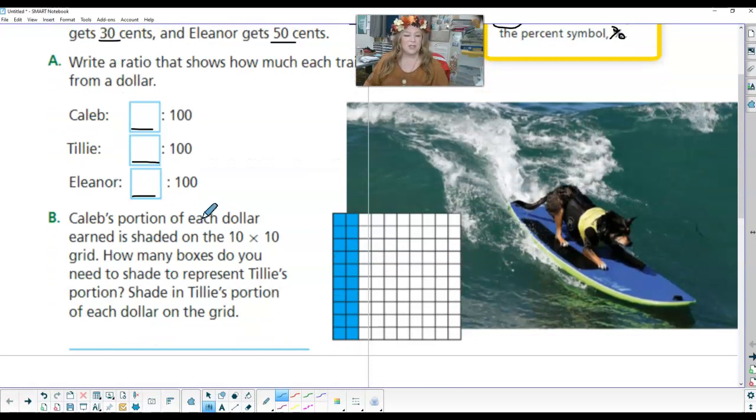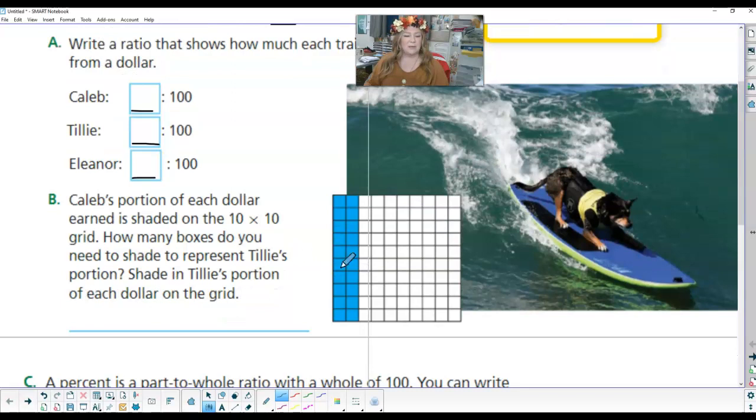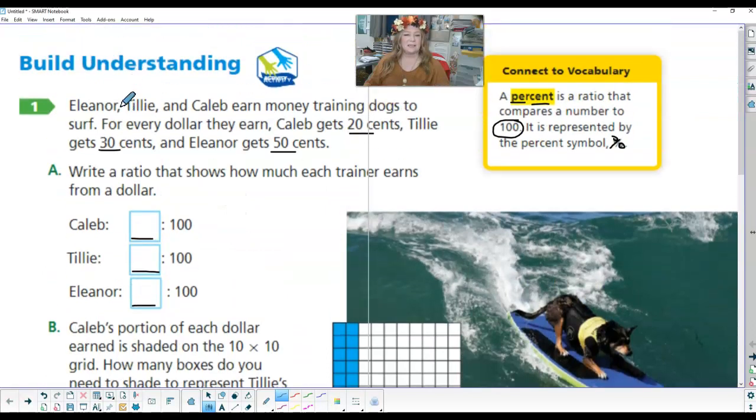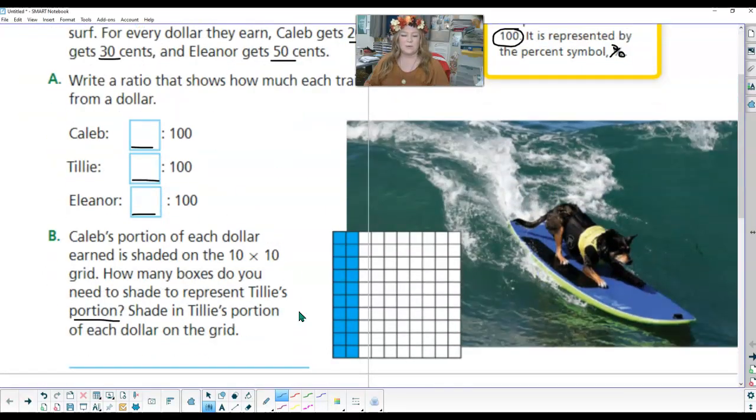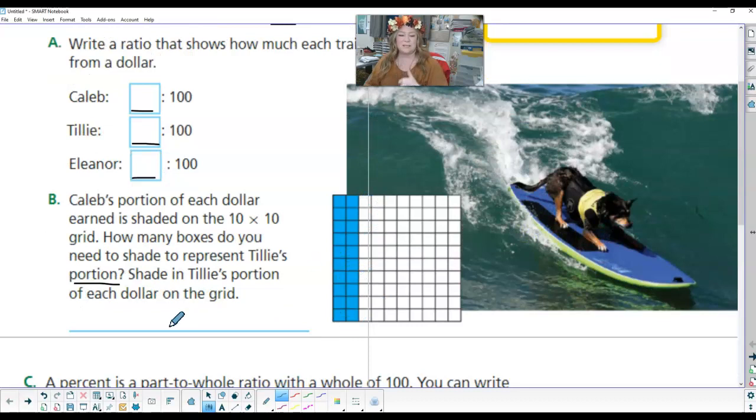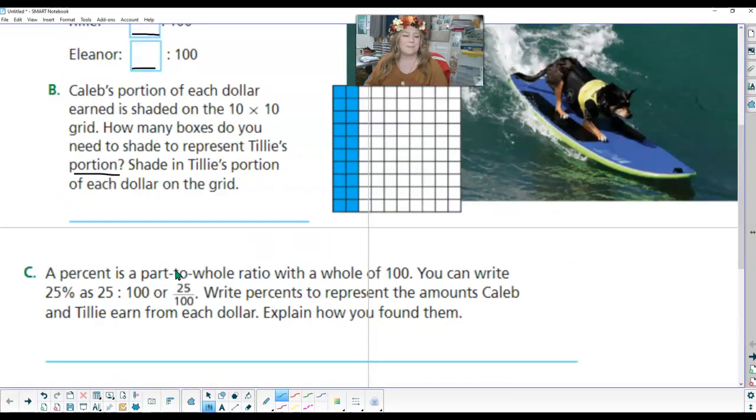So Caleb's portion of each dollar is shaded in on our 100 grid. How many boxes would we need to shade in Tilly's portion? So, right, Tilly has 30 cents. So we would need to shade in 30 of these boxes to represent how much Tilly earns. And then the rest of it should be Eleanor's.